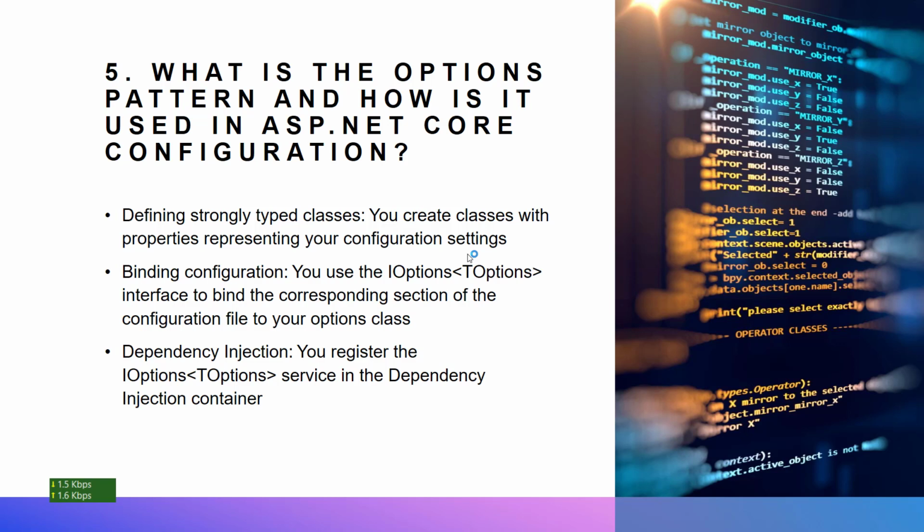Defining strongly typed classes, you create a class with properties representing your configuration settings. Those settings can be bound, or we can have a separate class for the settings as well. If we are binding the configuration, we use IOptions, and the type of option we need to provide here, and then those options can be bound in the startup class. That can be done with the help of IOptions as an interface. Use dependency injection to register the IOptions<T> services in the dependency injection container.